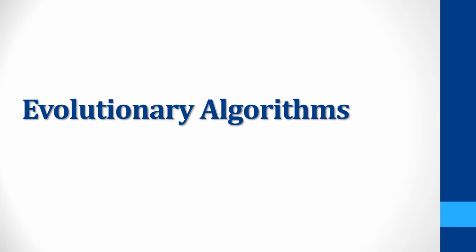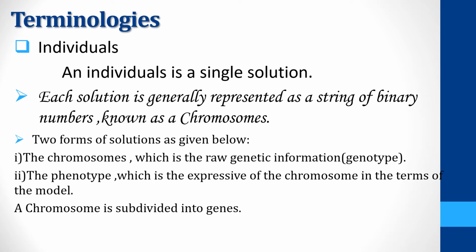Today we will learn the evolutionary algorithms. First we will see some terminologies which are used in genetic algorithm. First terminology is: what is individuals? Individuals is a single solution. Each solution is generally represented as a string of binary numbers known as chromosomes.